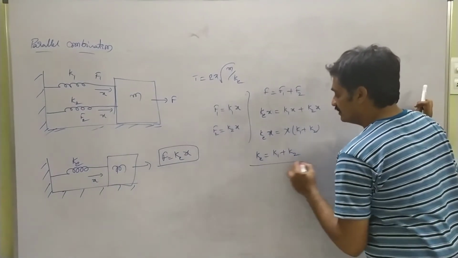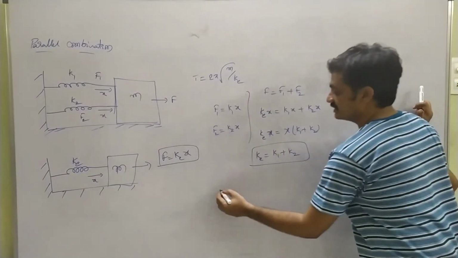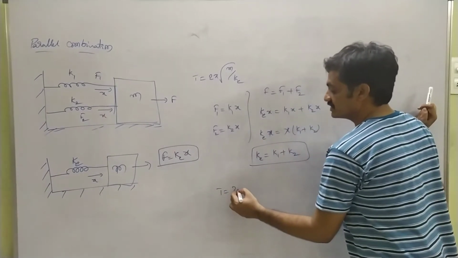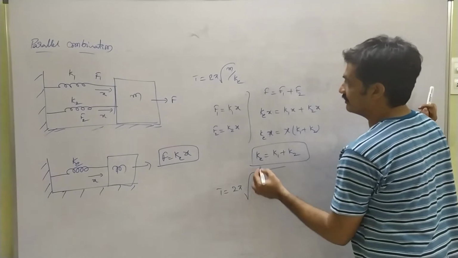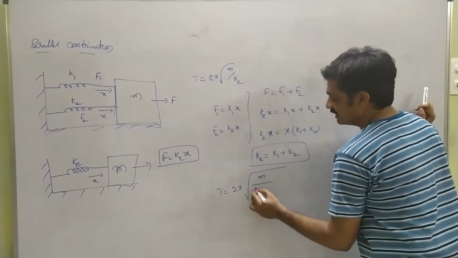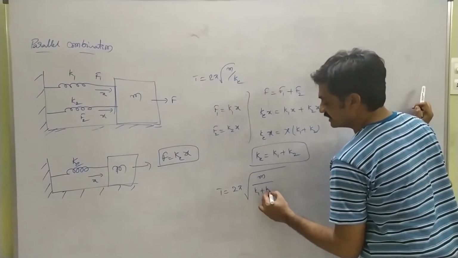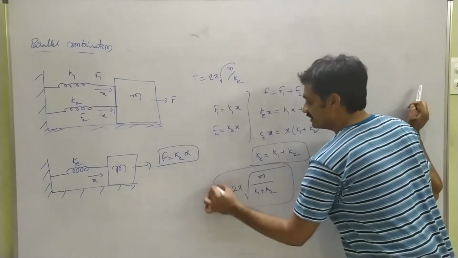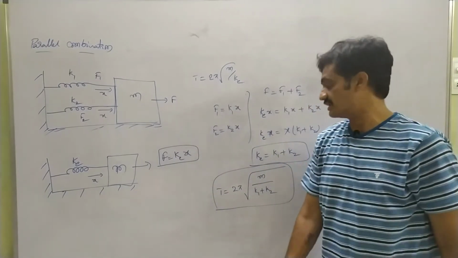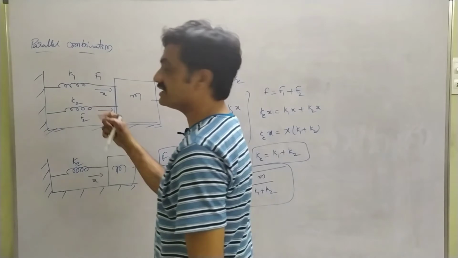So this is the equivalent force constant, and based on that the time period can be given as T equals 2 pi into under root of m by K1 plus K2. So this is the time period given for the parallel combination of the springs, where the springs are placed in parallel.